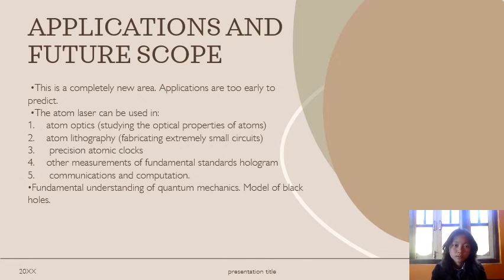Applications and further scope. This is a completely new area. Applications are too early to predict. The atom laser can be used in atom optics, studying the optical properties of atoms, atom lithography, fabricating extremely small circuits, precision atom clocks, measurement of fundamental standards, holography, communication and computation, and fundamental understanding of the quantum mechanics model of black holes.